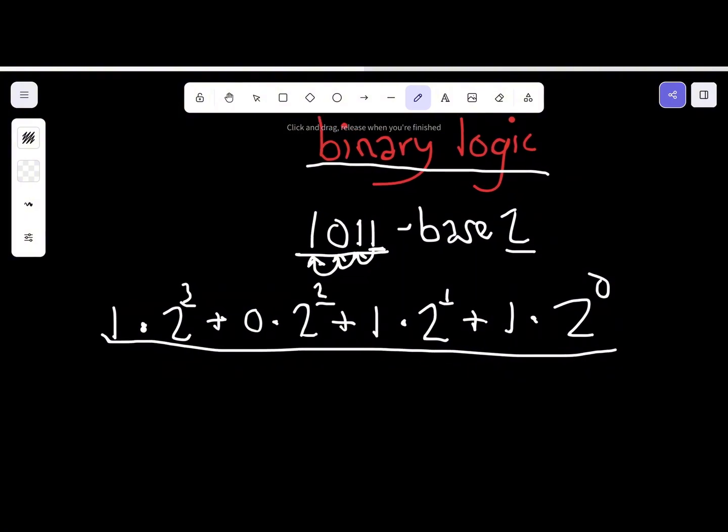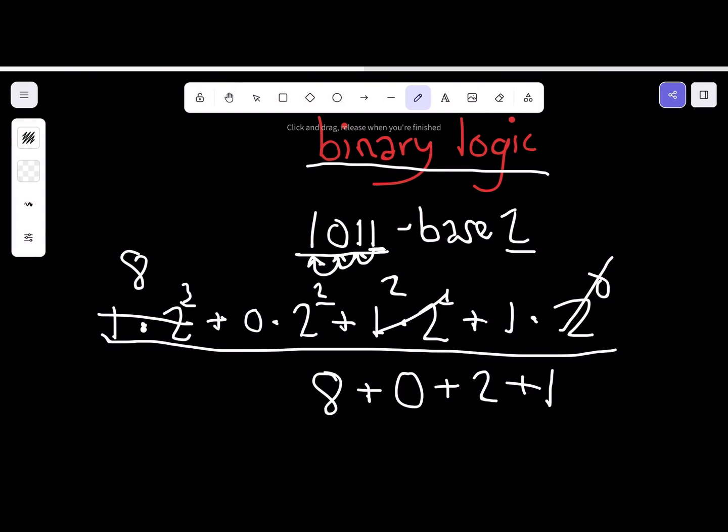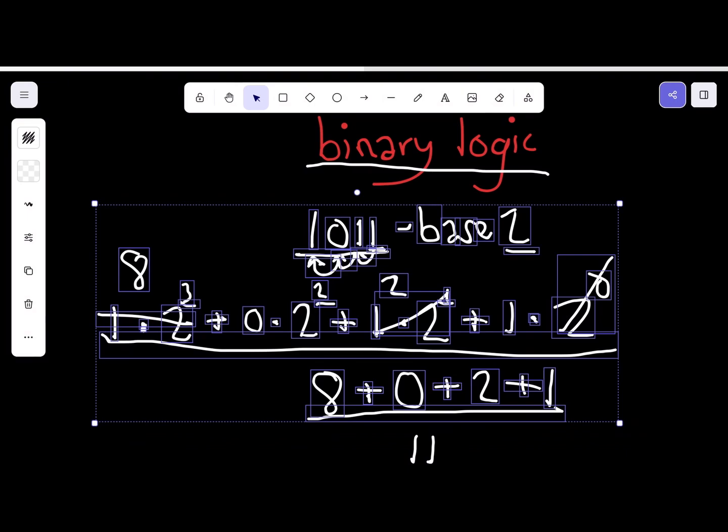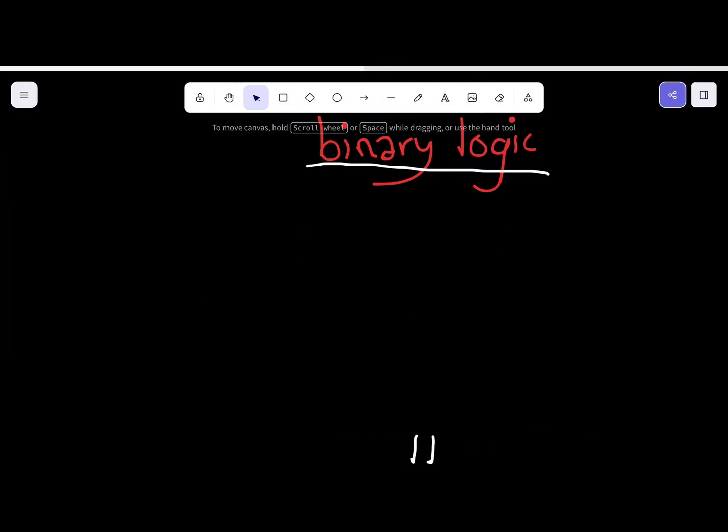So we're going to take 2 to the 0, and we know that anything to the 0 power is just 1. So it's going to be 1 times 1, 1, plus 1 times 2 to the first power, that's just going to be 2. And then 0 times 2 to the second power, we know that anything times 0 is just 0, plus 1 times 2 to the third power, which is 8. So 8 plus 0 plus 2 plus 1 is going to be 11. So now we know how to convert from binary or computer readable numbers to human readable numbers.